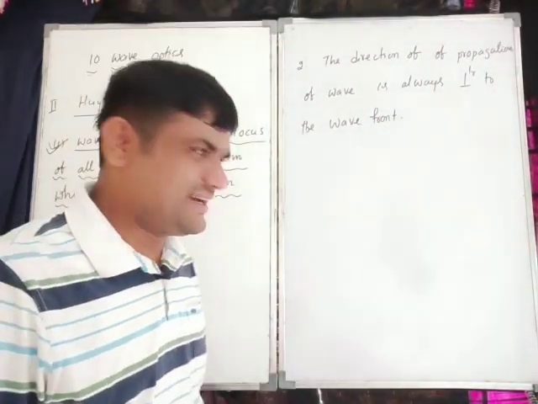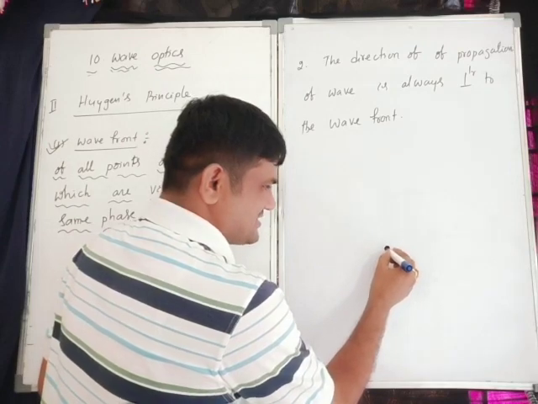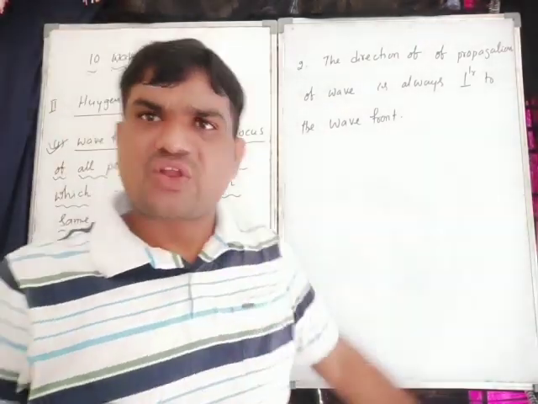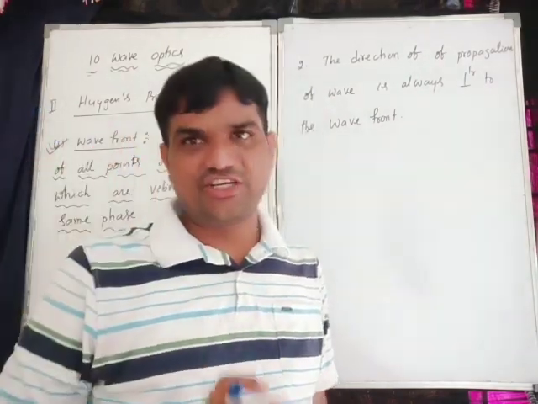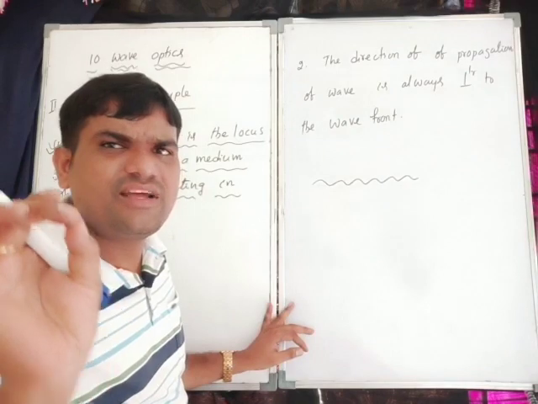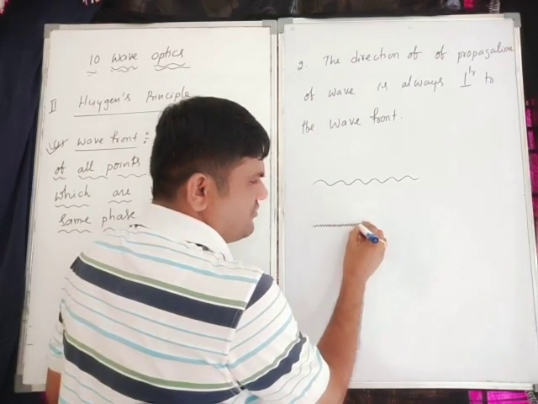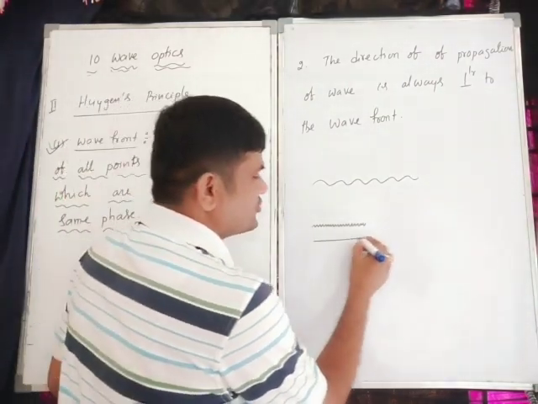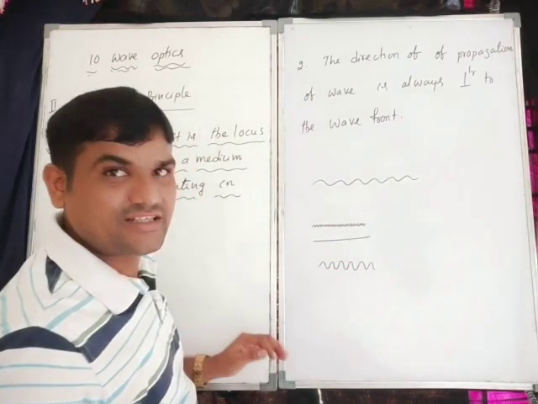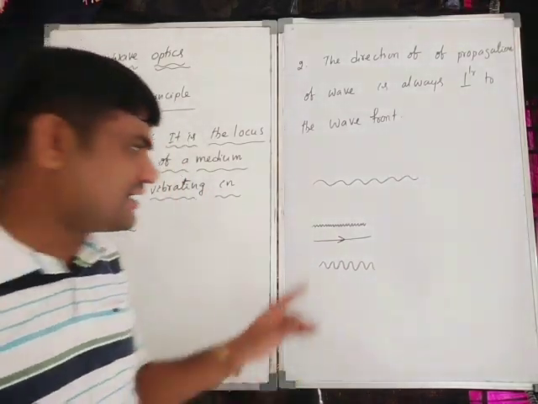For example, I have one source of light. Let us consider this as a point source. This is the source of light, a point source. And I also told you very clearly that light has a wave nature. What type of wave? Transverse in nature. Remember, transverse in nature, like that one. But remember, the wavelength is very small. That is why the light can appear as a line. But actually, the light has crest and trough, crest and trough, like that. But the wavelength is very small, that is why it can appear as a line.